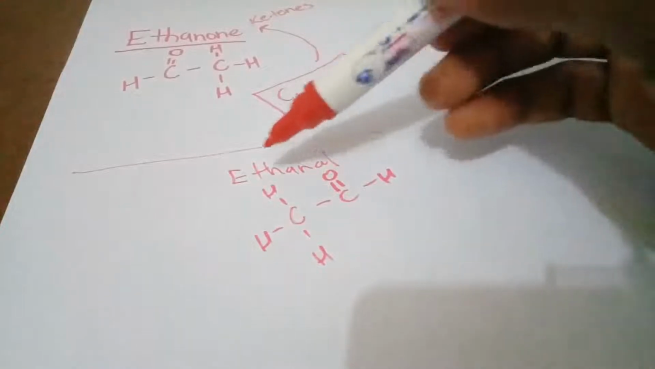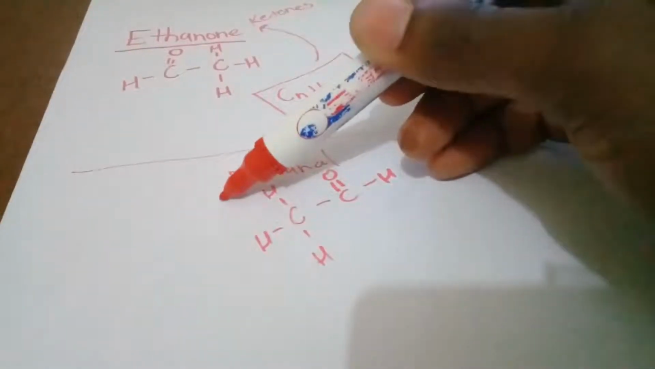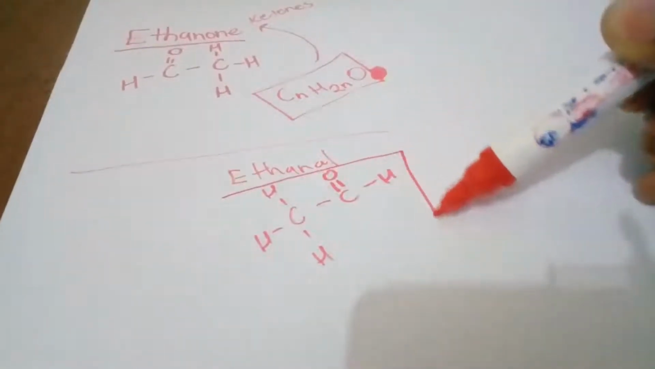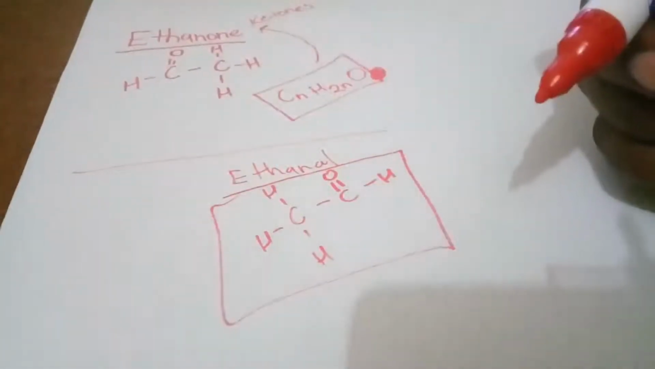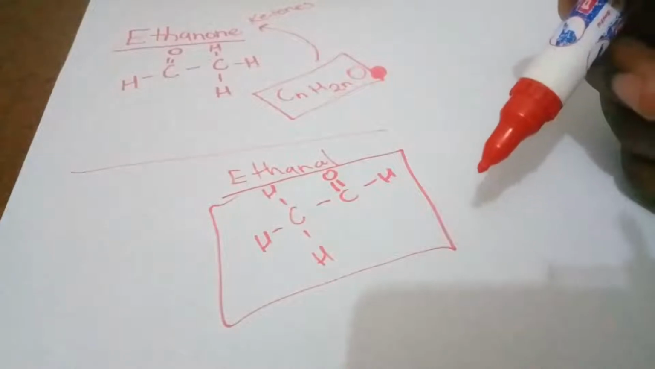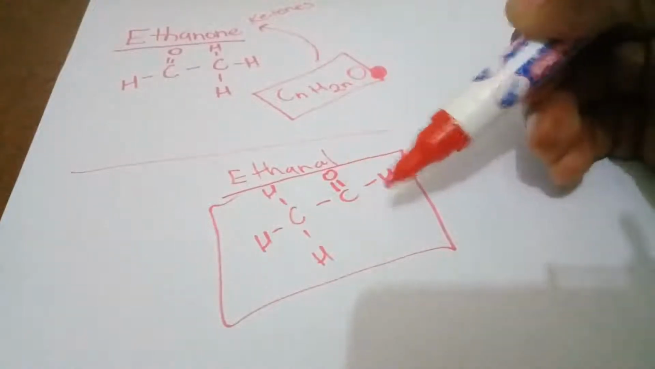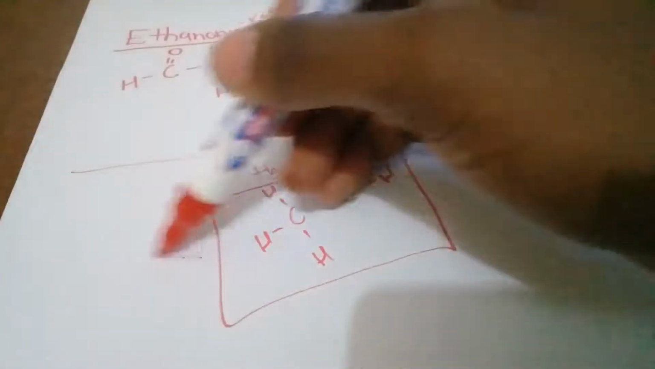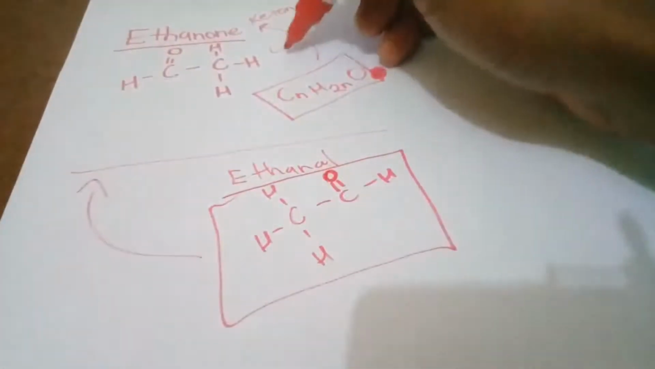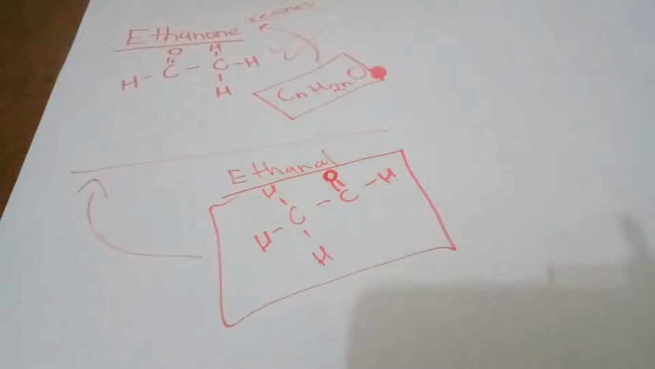As you can see on our diagram, I made a mistake there. I drew the one for aldehydes instead of ketones. So this is the right one. These are the ketones. So please don't confuse the two.